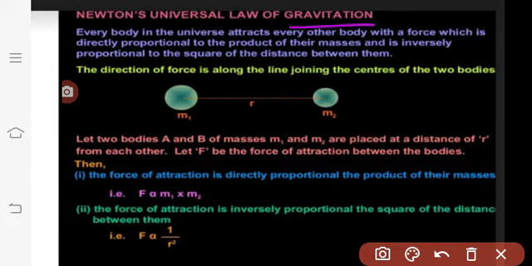Hello students, today I am going to introduce the next chapter, that is gravitation.